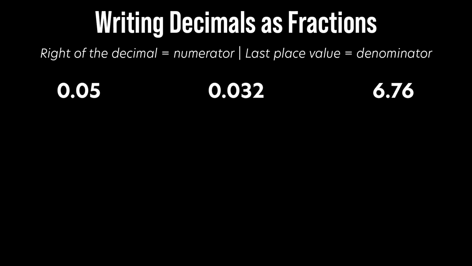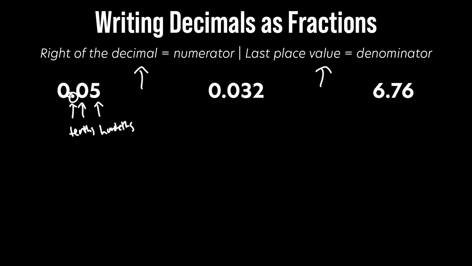Here are the steps that you need to translate a decimal into a fraction. Right of the decimal is the numerator, and the last place value is the denominator. What does this mean? Let's take our first number here. So here's the decimal point, and to the right of it, we first have the tenths. And then next we have the hundredths. So right of the decimal is the numerator.